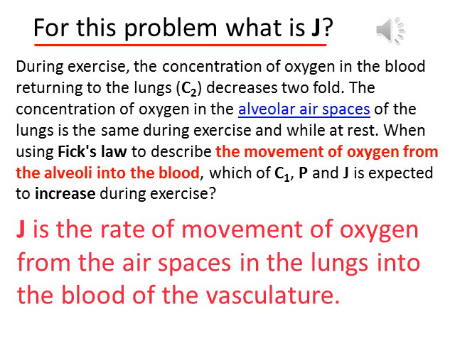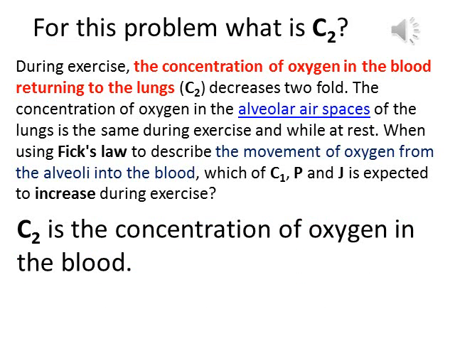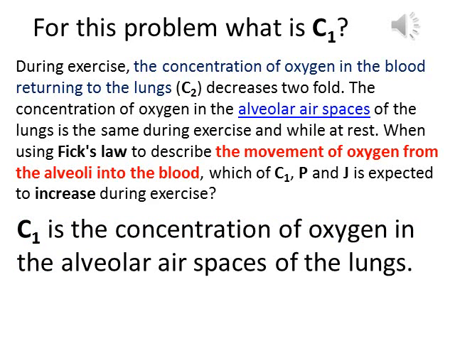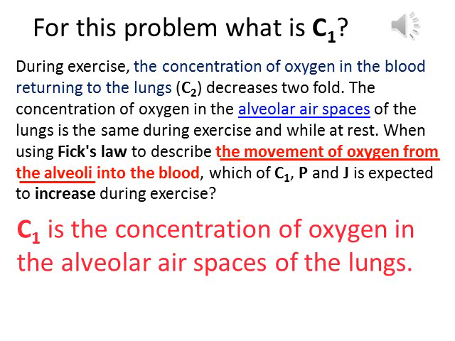For this problem, J is the rate of movement of oxygen from the alveolar air spaces in the lungs to the blood of the vasculature. For this problem, what is C2? C2 is the concentration of oxygen in the blood returning to the lungs. For this problem, what is C1? C1 is the concentration of oxygen in the alveolar air spaces of the lungs.